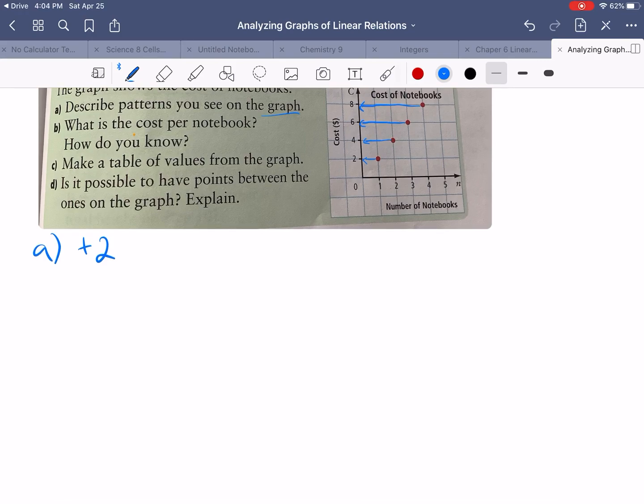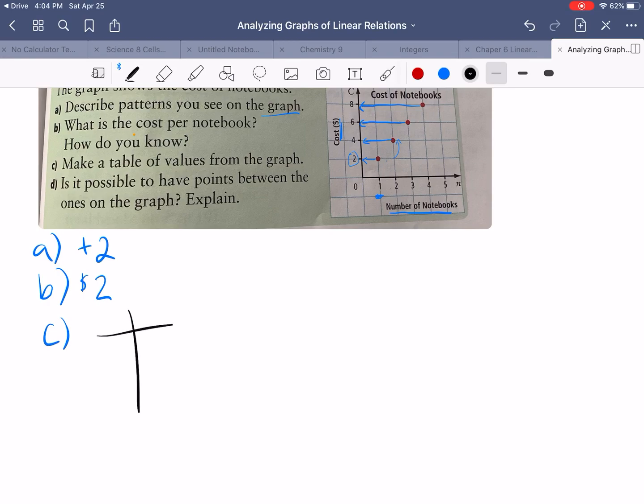All right, cool beans. So B, what is the cost per notebook? How do I know? Okay, so the cost per notebook looks like it's going to be for one notebook here, because this is the number of notebooks. If you buy one notebook, it's going to cost you $2. So I know that the cost per notebook is $2. I also know that because it's the pattern number, and every time they buy it, it's going to go up by $2.